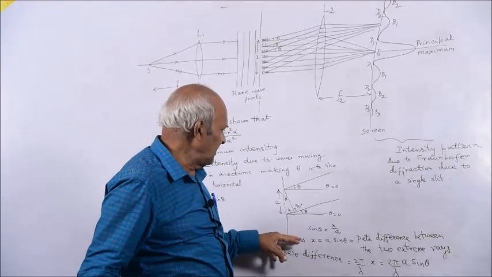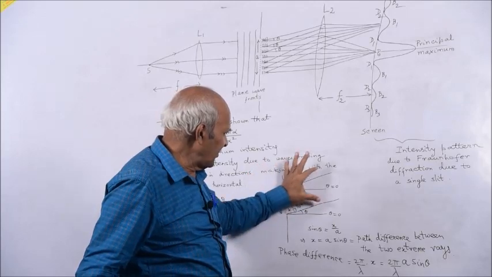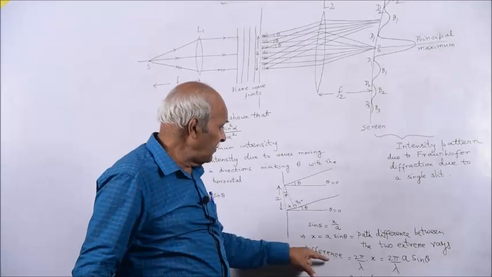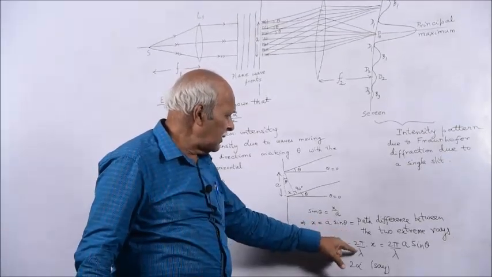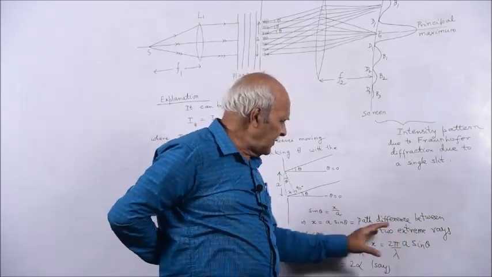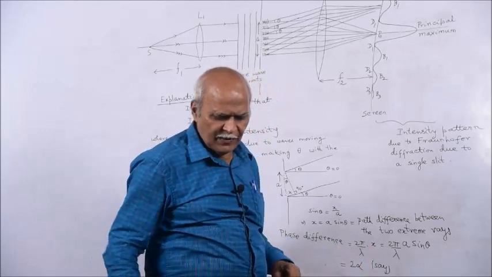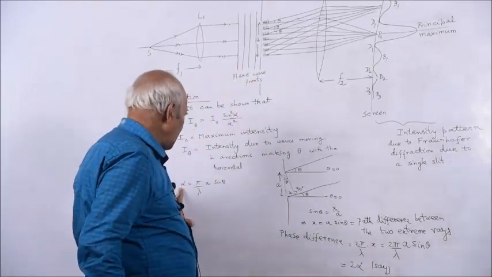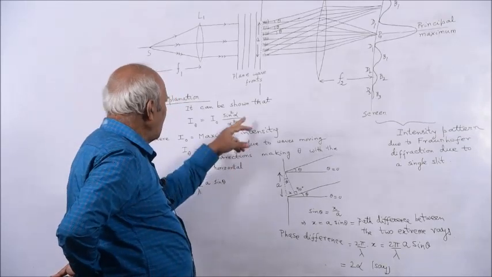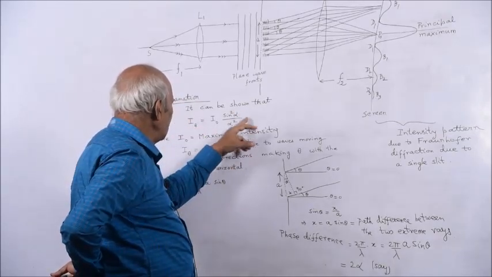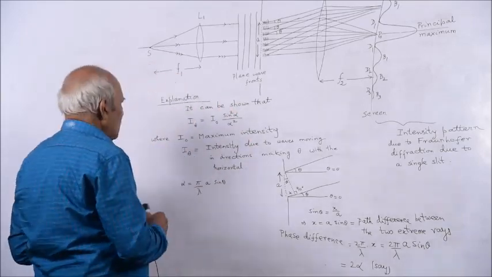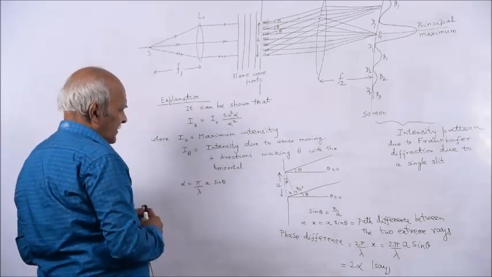You see the path difference between two extreme rays is x is equal to a sin theta. Then phase difference is equal to 2 pi by lambda into path difference, that is 2 pi by lambda into a sin theta, and this quantity we say is 2 alpha. In the theory, alpha is pi by lambda a sin theta, that is half of this. This formula is derived in a complicated manner. Of course, that is not required, we will only quote the final result.